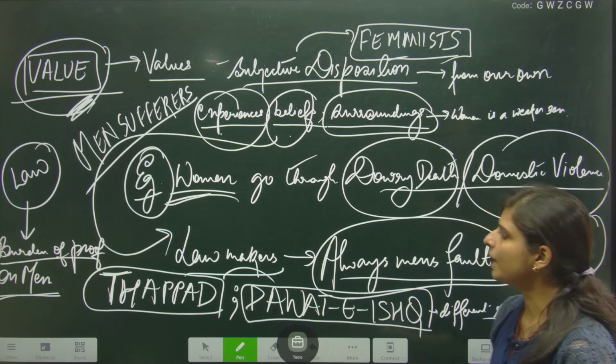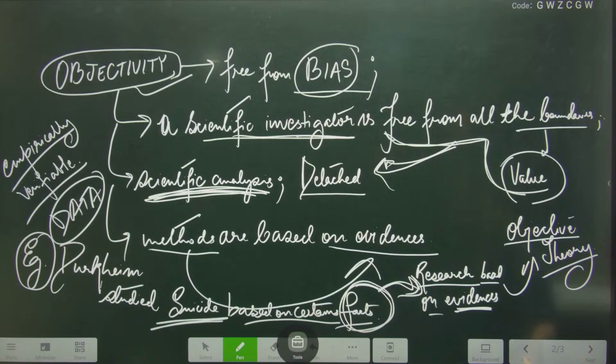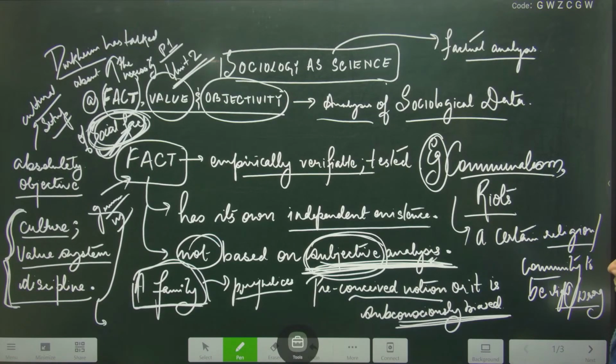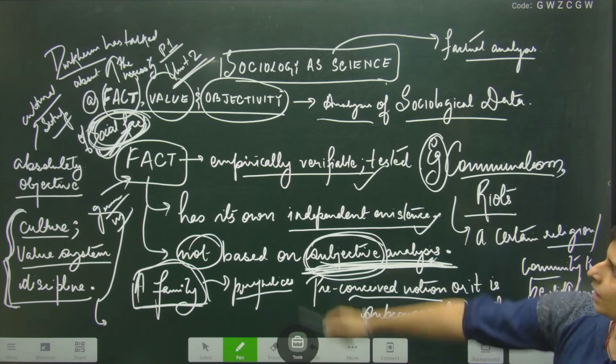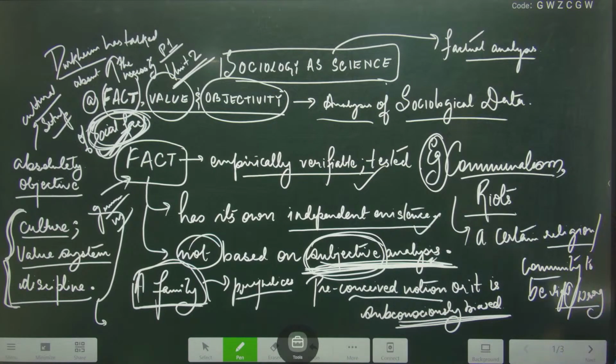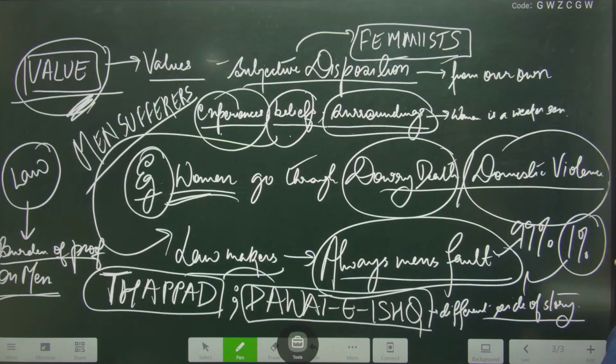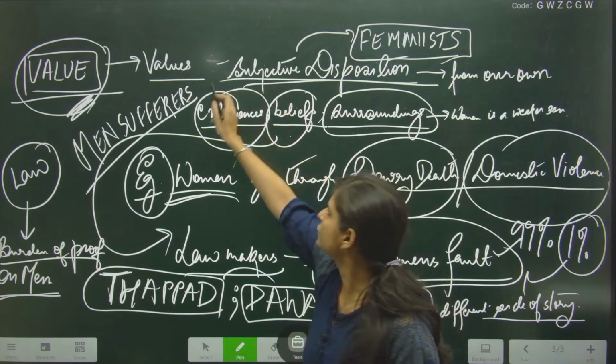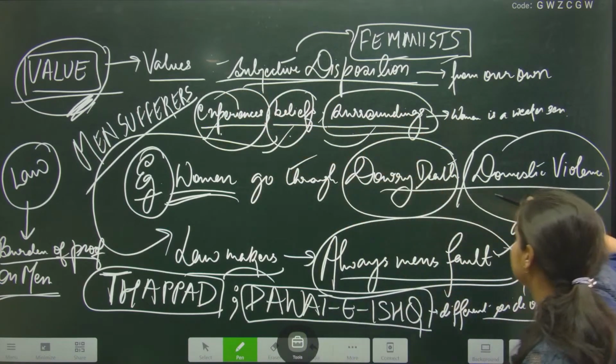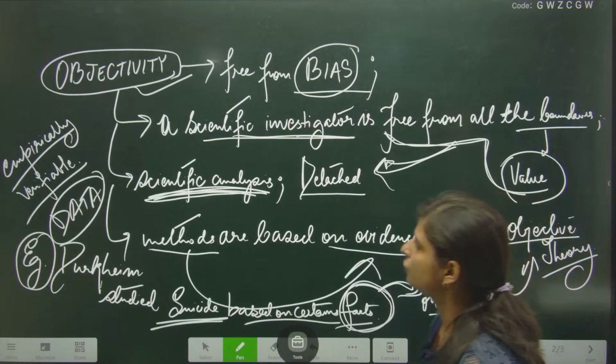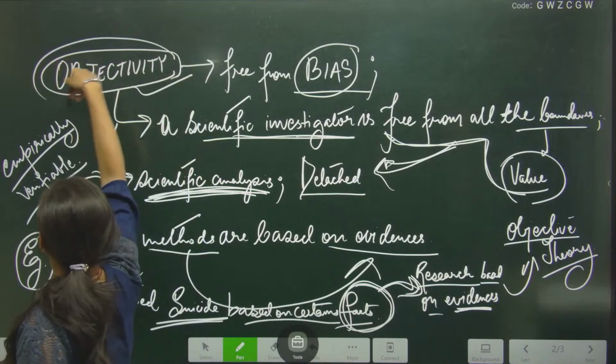So I hope you have got a clear interpretation of what fact is. It is empirically verifiable, tested, has its own independent existence. So when you study fact, in order to study a fact, you need to be free from biasness. And when you are free from biasness, you are free from the subjective disposition, that is experience, belief, and your surroundings. You tend to make a conclusion that is objective.